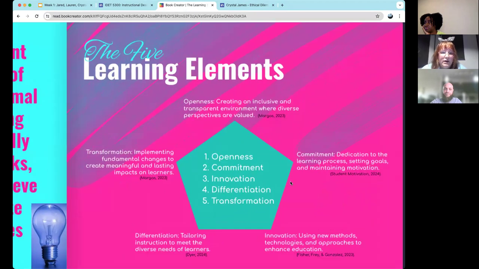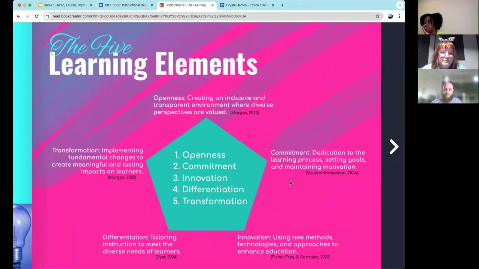Openness, which is creating an inclusive and transparent environment where diverse perspectives are valued. Commitment, which is dedication to the learning process, setting goals, and maintaining motivation. Innovation is using new methods, technologies, and approaches to enhance education. Differentiation is tailoring instruction to meet diverse needs of learners. And then transformation is implementing fundamental changes to create meaningful and lasting impact on learners.